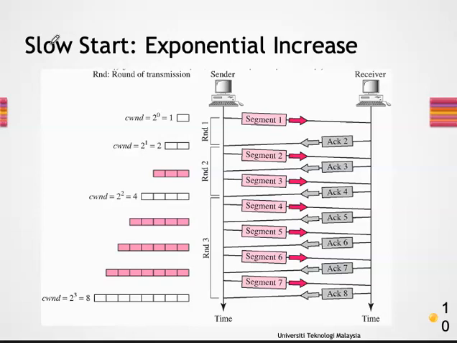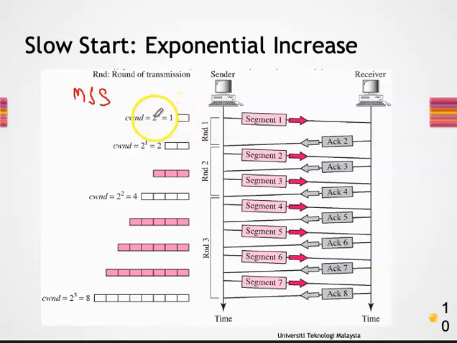The size of the congestion window at the beginning of the transmission begins with 1 MSS. MSS means maximum segment size. This MSS is determined during the connection establishment. So the size is 1 MSS, and the size of this CWND increases by 1 MSS each time an acknowledgement is received.